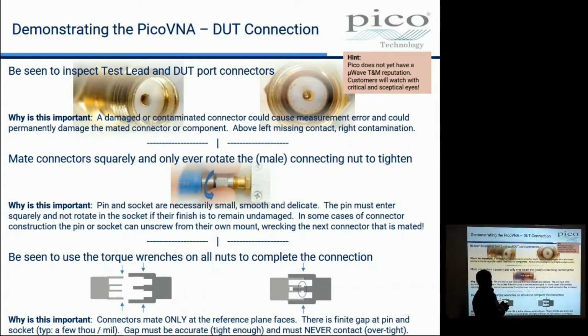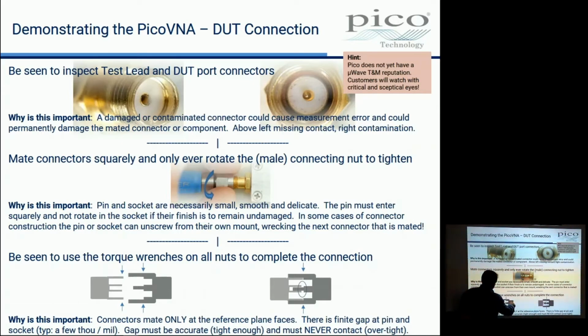Be seen to use the torque wrenches. So I've provided in the demo kits the torque wrenches because we don't want to be seen not torquing up connectors. Now these two diagrams try and explain why this is so important. They're a little bit crude, but I hope you can get the idea here. This is a female connector. Its thread is going to be on this part here, and then this is its socket inside the connector.